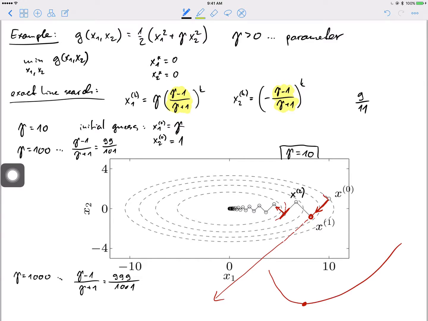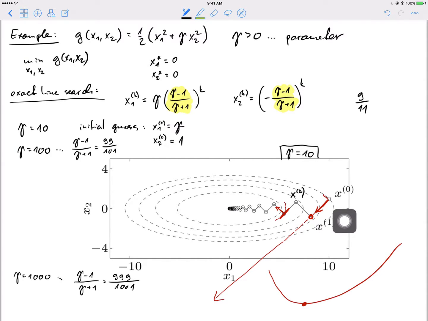Yep. I have a comment about the perpendicular thing. There's no reason they have to be perpendicular. For example, if you start at x1 equals 0 and x2 equals 4, then wouldn't the gradient descent just take you straight down? Wait a second. What did you say? The x1, 0?